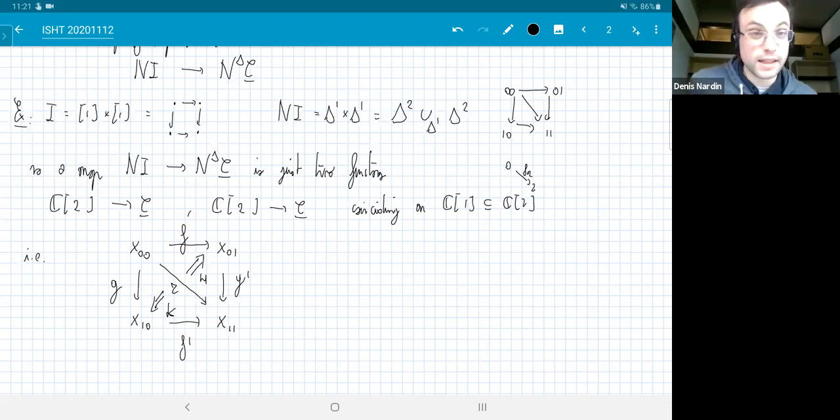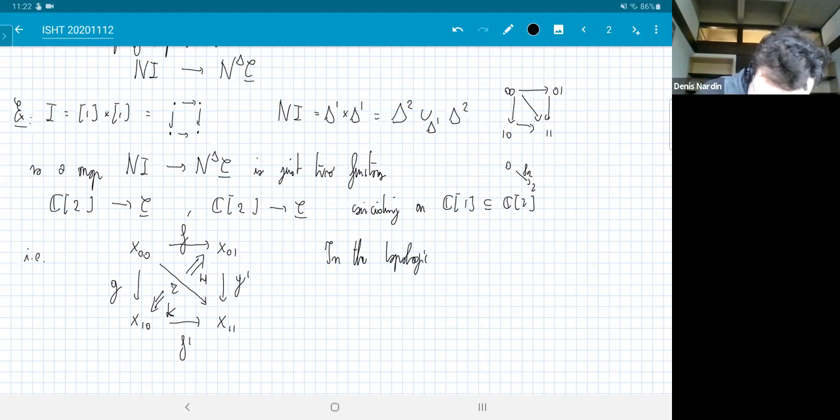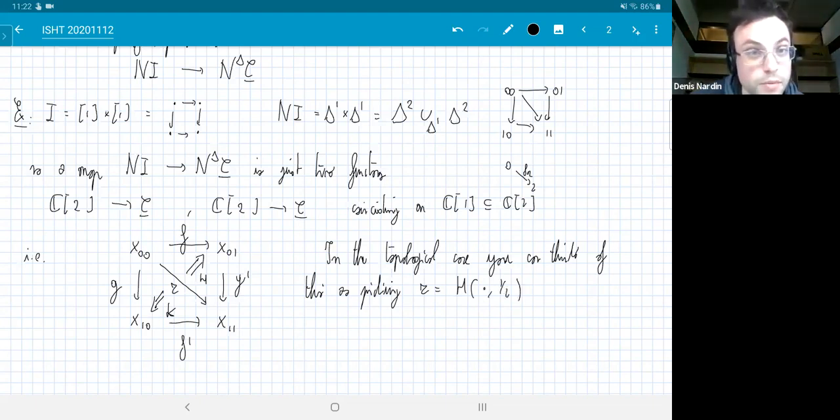So you can see it's basically the same amount of data as we had last semester. The only difference is that we are also choosing a particular diagonal map. In the topological case, you can think of these as picking R to be H(-, 1/2), the halfway map through the homotopy. Of course, that's a perfectly arbitrary choice. I'm just choosing a homeomorphism of two simplices glued with the square, essentially, and there is more than one way of doing that. This is one. But hopefully this shows you that this notion recovers our classical notion.